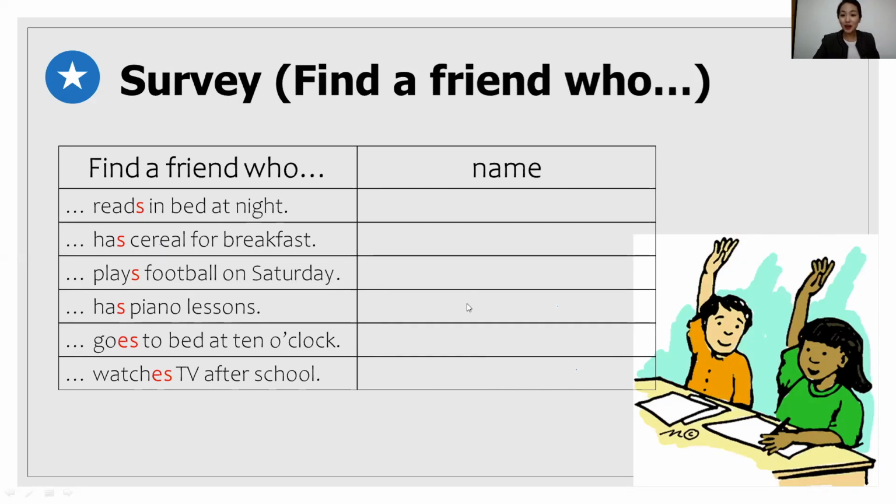Okay, this is a survey, what I talked about. So in here, when you're talking about the present tense, ask your students for present tense verbs using an s, like reads, has, plays, goes, and watches. And ask your students to raise their hands or walk around to find a student's name in here. So use a survey if you have time for that.